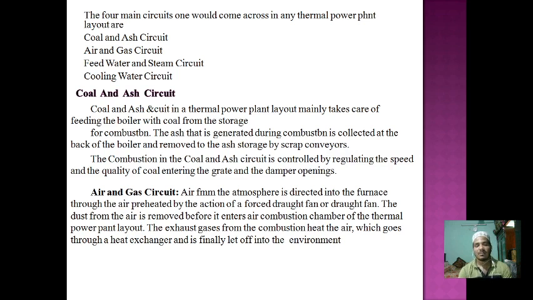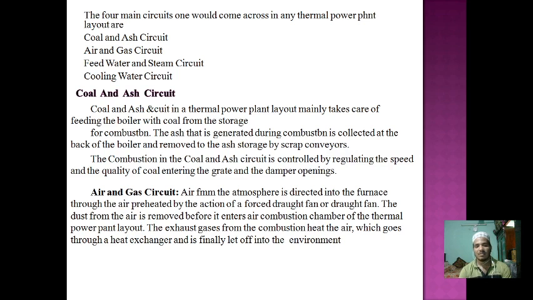We are controlling the speed of the hot air as well as the high pressure water in that combustion chamber. Air and gas circuit: air from the atmosphere is directed into the furnace through the air preheater by the action of a forced draft fan. The dust from the air is removed before it enters the combustion chamber of a thermal power plant.